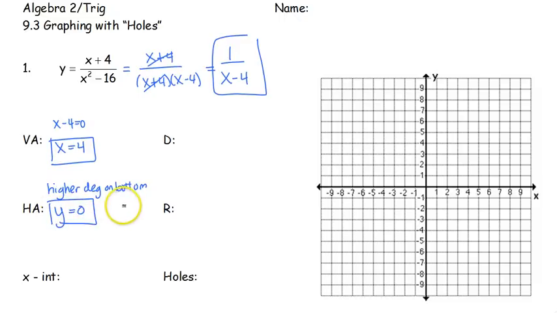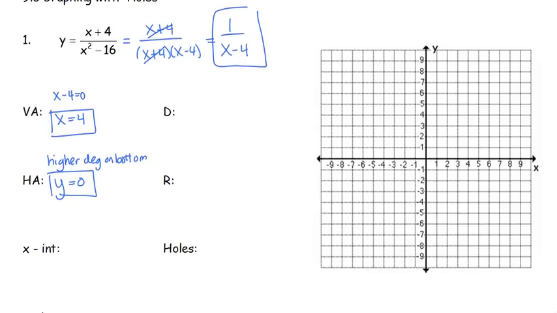So if you forgot which way it goes, depending on if it's the same degree, higher degree on top or bottom, make sure that you are reviewing those notes from the other day. For our x-intercept, we set the numerator equal to 0, which is 1 equals 0. We don't have any variables, so therefore we don't have any x-intercepts.